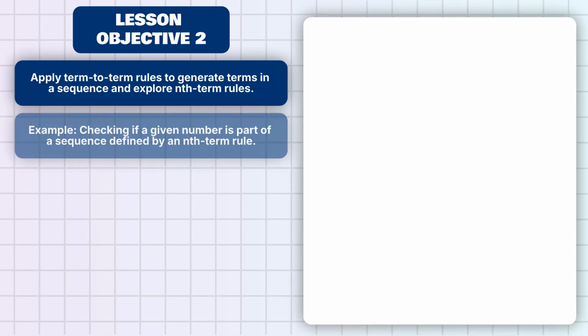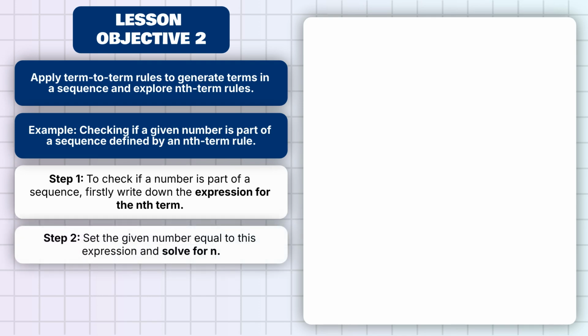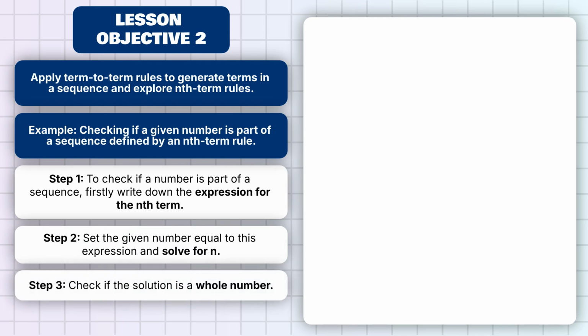Now let's check if a given number is part of a sequence defined by an nth term rule. You need to: 1. Write down the expression for the nth term. 2. Set the given number equal to this expression and solve for n. 3. Check if the solution is a whole number.